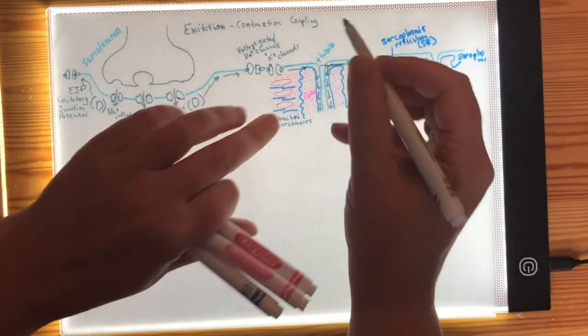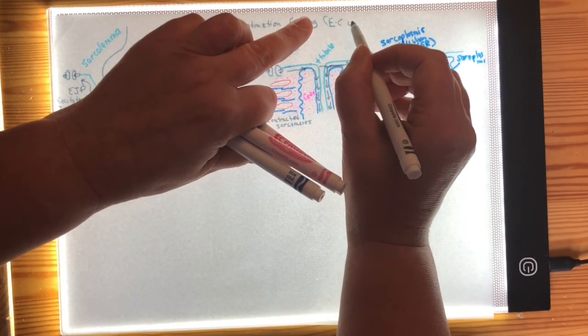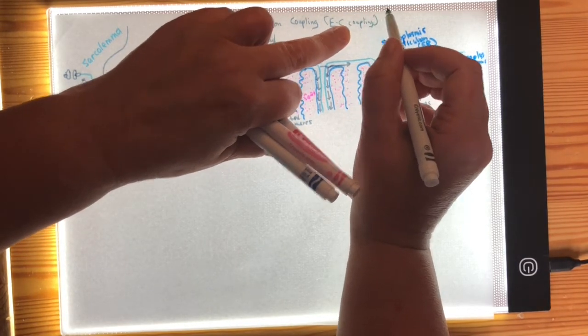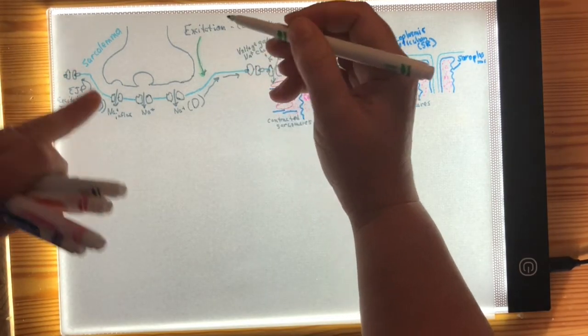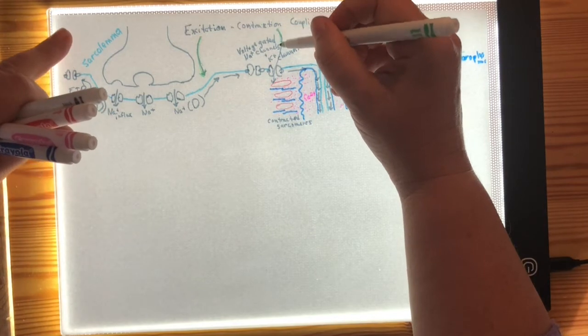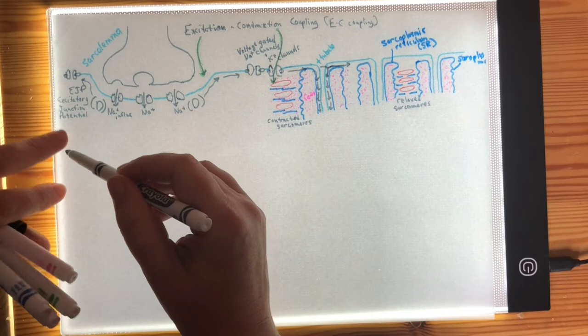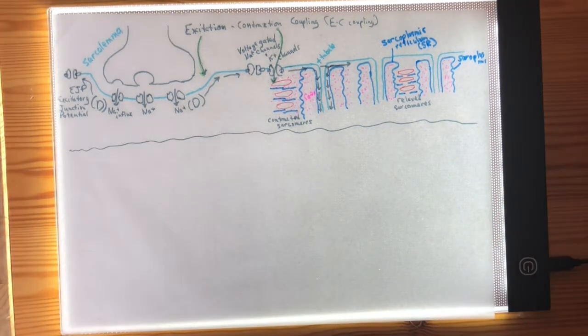All right, so what we're drawing here, this entire complicated story, honestly, is called excitation-contraction coupling, or EC coupling. I want to pull apart this word for a moment and show you that the excitation is what we've drawn here with the EJP, and the contraction is the actual contraction of the sarcomere. EC coupling: the idea that the contraction of the muscle itself is responding to excitation that originally came from a motor neuron.